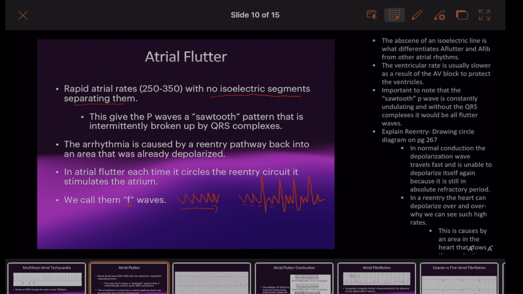Now, an atrial flutter rhythm is caused by a re-entry pathway, most commonly found in the right atrium, that basically sends the impulse back around to an area of the heart that was already depolarized and is ready to respond again. And it creates this perpetuating circle of the impulse just re-entering over and over and over again. And that's a common pathway that leads to tachycardias.